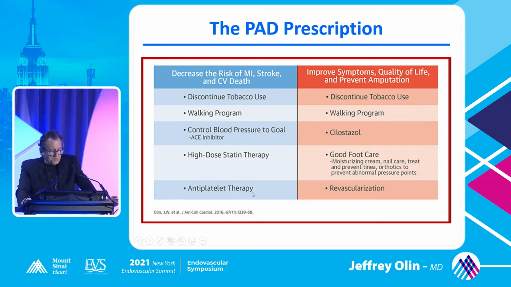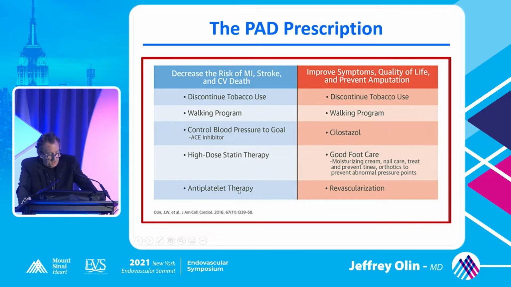So this is really all you need to know. This is the PAD prescription. On the left in blue are ways to decrease the risk of MI, stroke, and cardiovascular death. On the right in orange are ways to improve symptoms, quality of life, and prevent amputation. Many of these overlap. For example, smoking cessation, exercise of some type, statin use, as I'll show you shortly, and antithrombotic therapy.